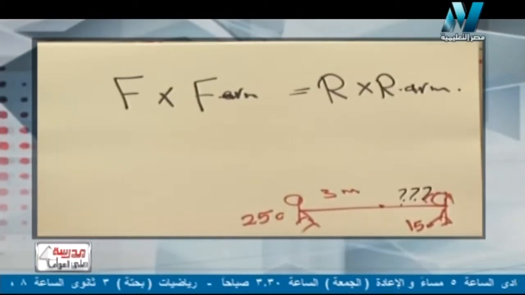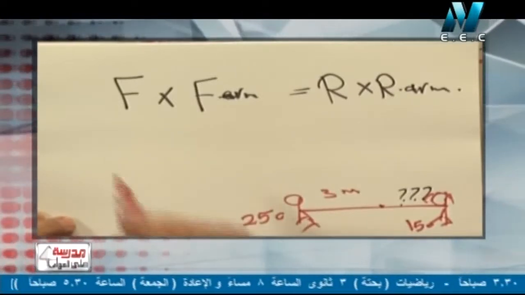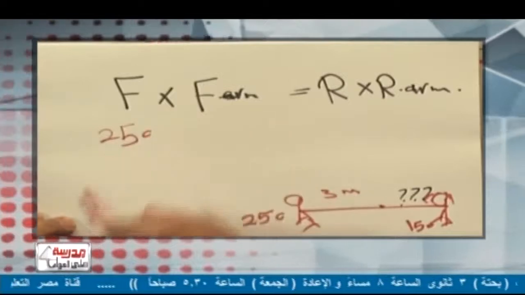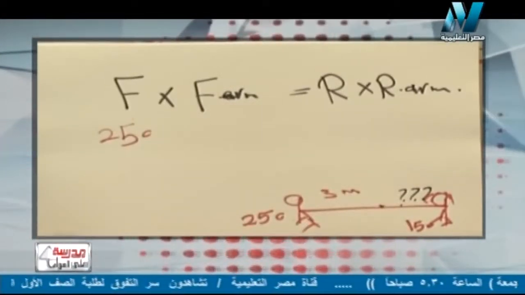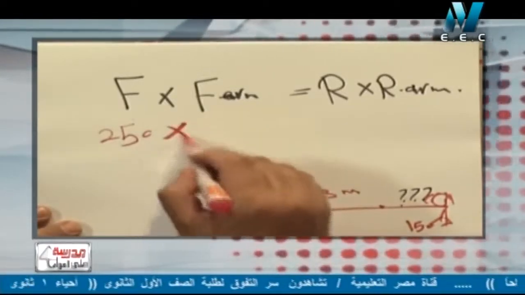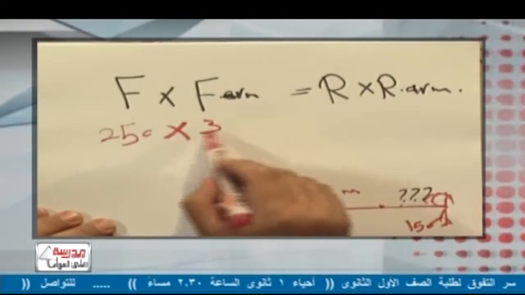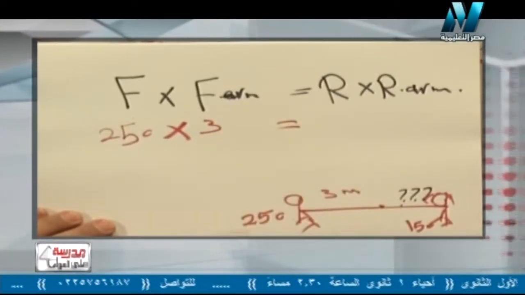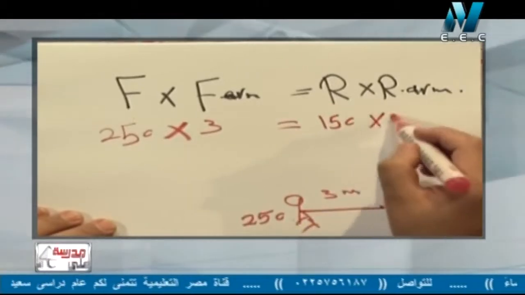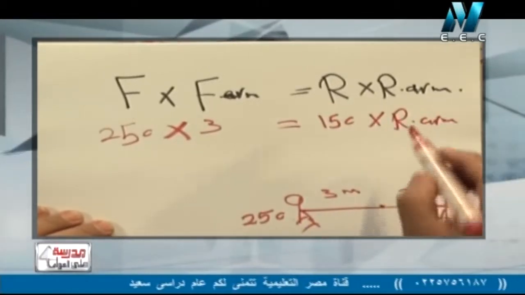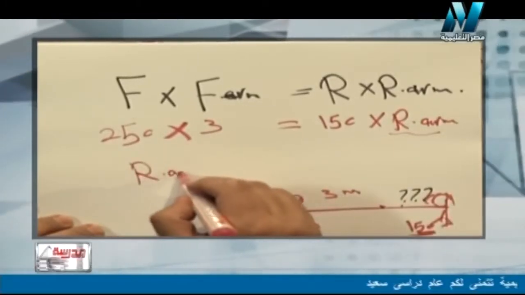So now I can put the given under the law. 250 I will consider the effort force. In a seesaw, the effort force and the resistance are the same; either one can be the effort force or the resistance. The effort force arm is the distance right next to the effort force, 3 meters. Equals resistance, which is 150, and the resistance arm is the one missing. So the resistance arm is the demand.